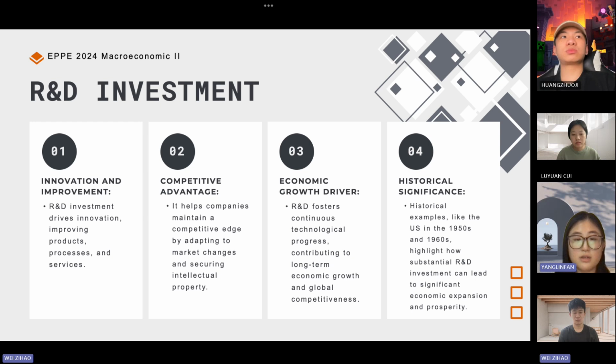R&D fosters continuous technological progress, contributing to long-term economic growth and global competitiveness. And the fourth one is historical significance. Historical examples like the United States in the 1950s and 1960s highlight how substantial R&D investments can lead to significant economic expansion and prosperity. Move to the next page.